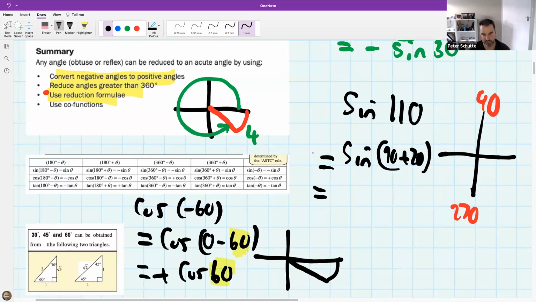But here's the different thing. We do say to ourselves, what quadrant am I in? Is sine positive or negative in this quadrant?